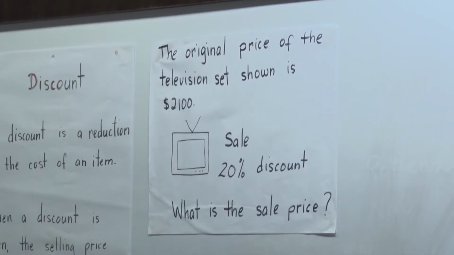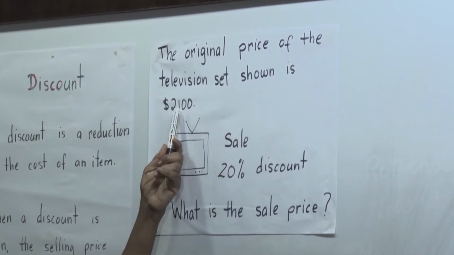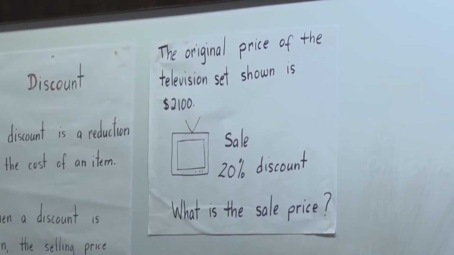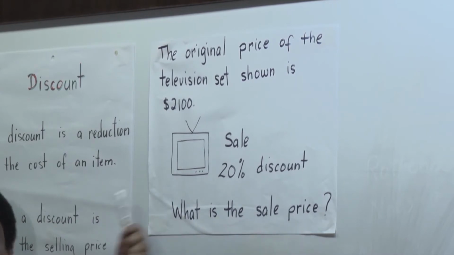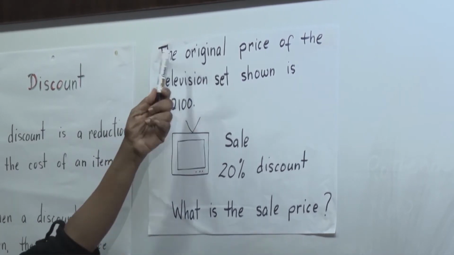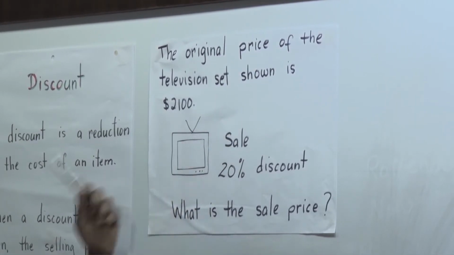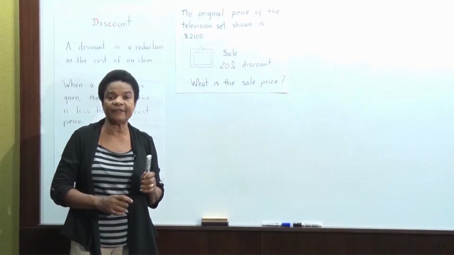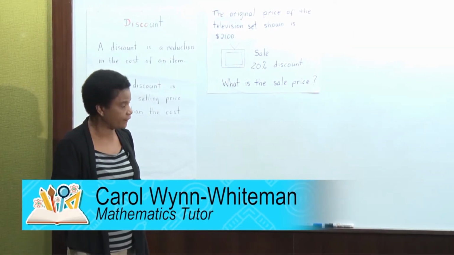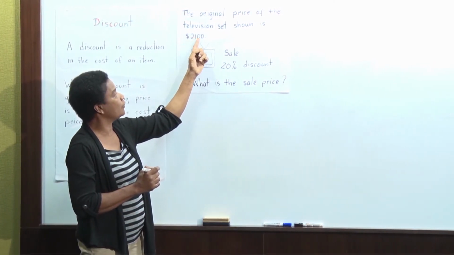Let's move on. The original price of the television set shown is $2,100. It's on sale. There is a 20% discount. What is the sale price? Let's go again. The original price of the television set shown is $2,100. It's on sale with a 20% discount. What is the sale price? What's the first thing that you will think of? Yes, the sale price will be less than the cost price of $2,100.